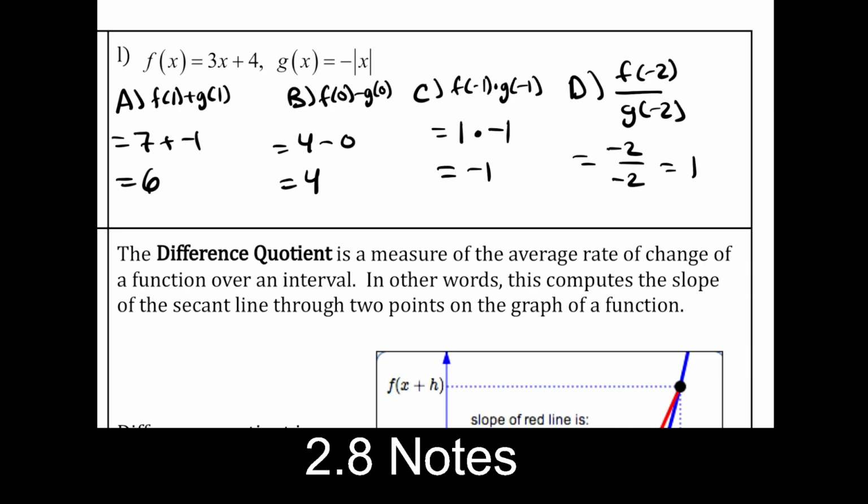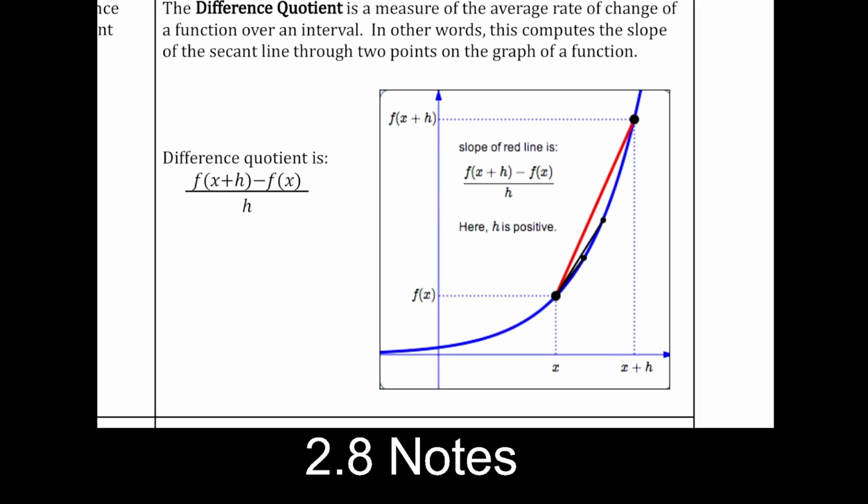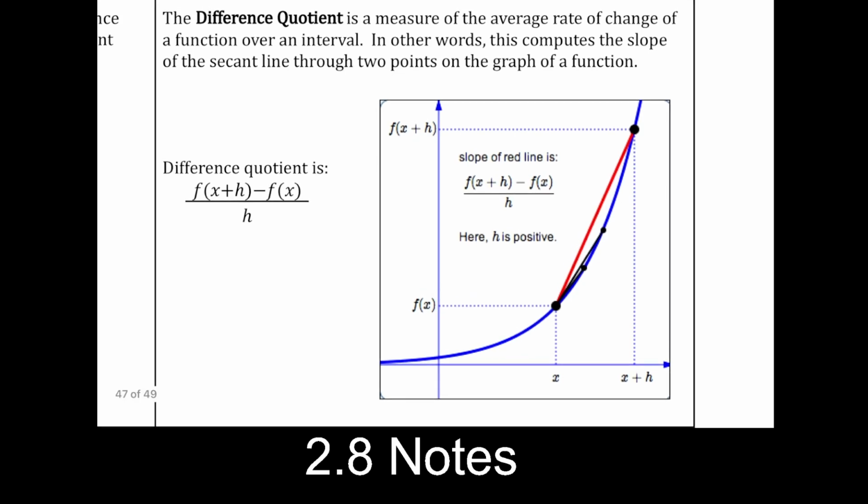Okay, moving on. We get into the smallest amount of calculus of all time, just baby calculus. This is called the difference quotient. And the difference quotient is this beautiful measure of the average rate of change of a function over an interval. So what we're actually doing is we are computing the slope of what is called the secant line through 2 points on the graph of a function.